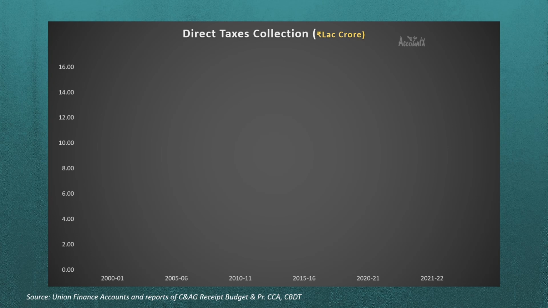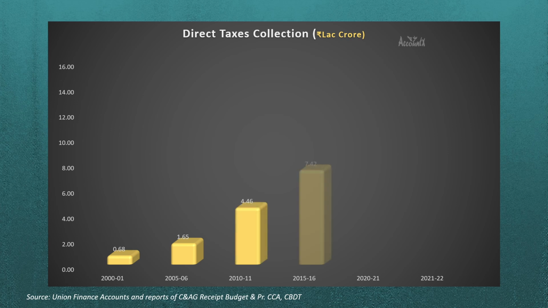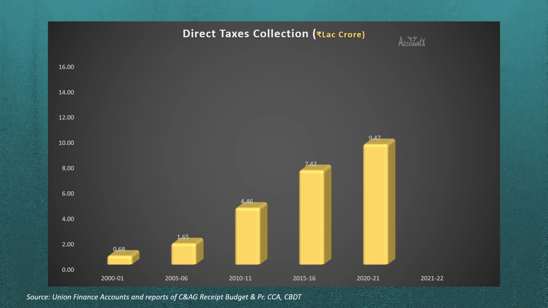Here is the total collection of direct taxes starting from financial year 2000-2001 to financial year 2021-22 in an interval of 5 years except for the last financial year. During the financial year 2000-2001, total collection was about 0.68 lakh crore, which is equal to about 68,000 crores. After 5 years, that is in 2005-06, this has increased to about 1.65 lakh crore or 1.65 trillion. After 5 more years, it has come to 4.46 lakh crore. Then in 2015-16, it has increased to 7.42 lakh crore. Then in 2020-21 to 9.47 lakh crore.